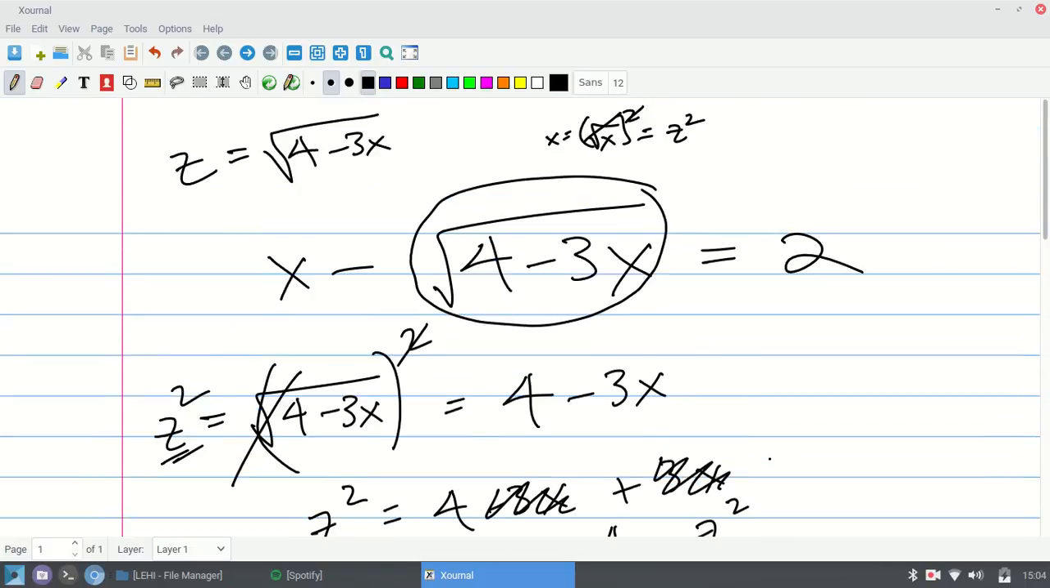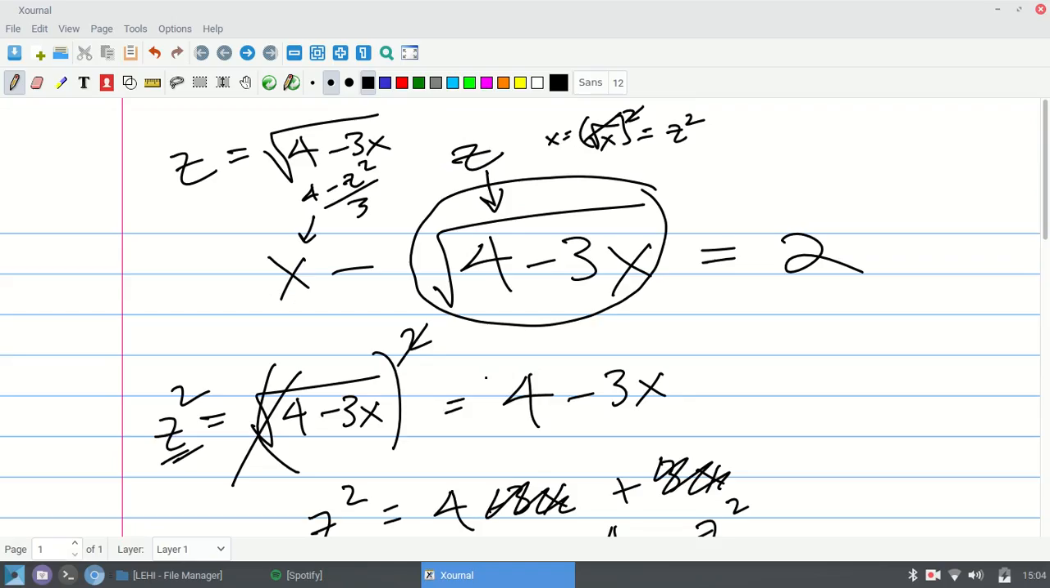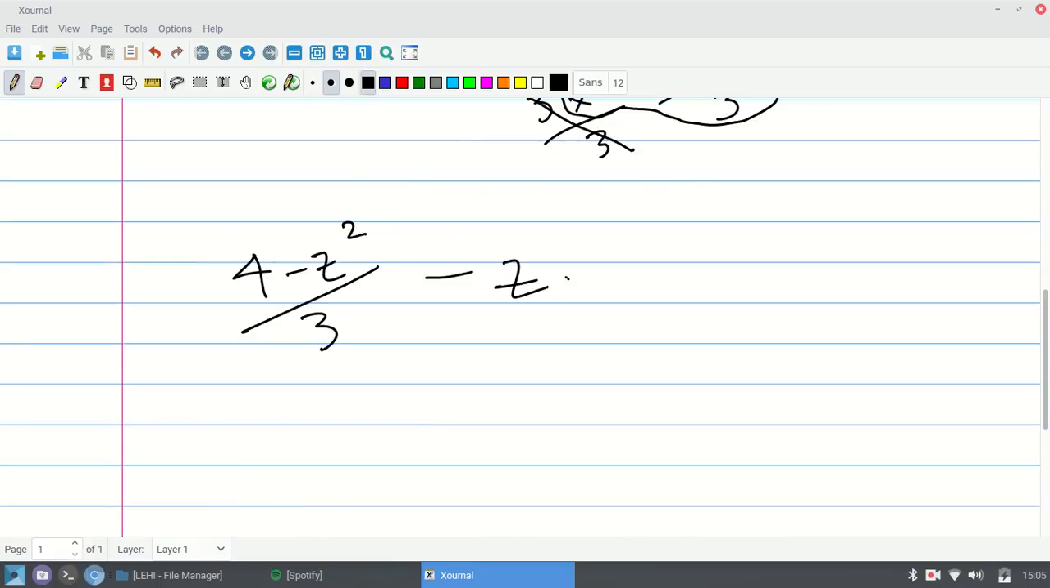So now I take all that I know. I take that z equals this thing, and that x equals 4 minus z squared over 3. So I go 4 minus z squared over 3, and then it says to just subtract z, and then I slap on a 2 on the other side. And notice, this I can solve. This is a quadratic equation in z. I've done quadratic equations in x, and I solved those before, so I can do this equation.